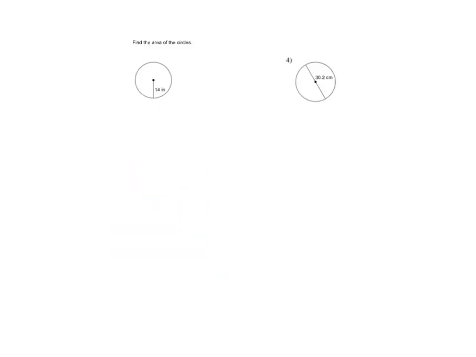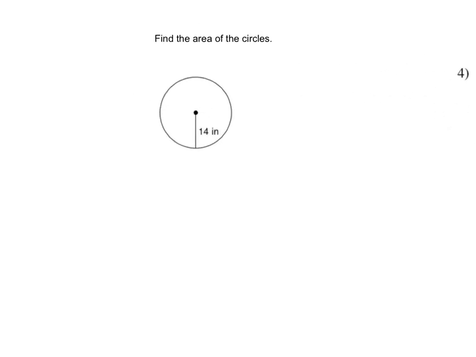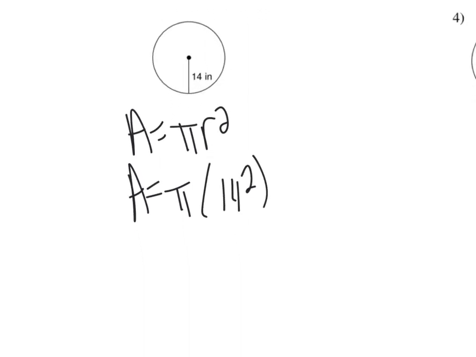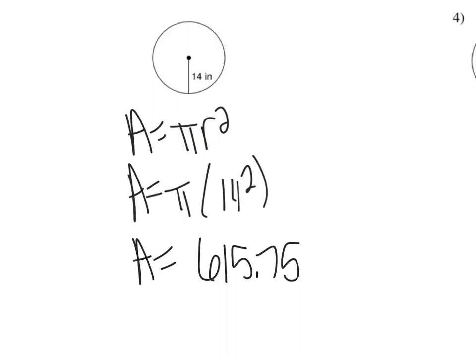Okay, now this is just a quick review from last week. If you remember how to do circles, great. Remember, area is just pi r squared. We always have to have the radius, not the diameter, so make sure that you're using the radius. Our area is going to be pi times, in this case, 14 is our radius, so we'd have 14 squared. And remember, we always do exponents before we multiply, so we do 14 squared, and then take that times pi, and we should get, I believe, 615.75 inches squared.